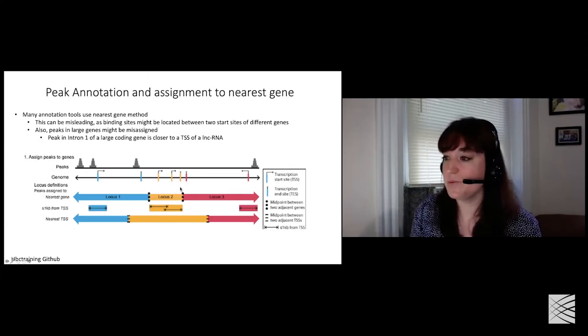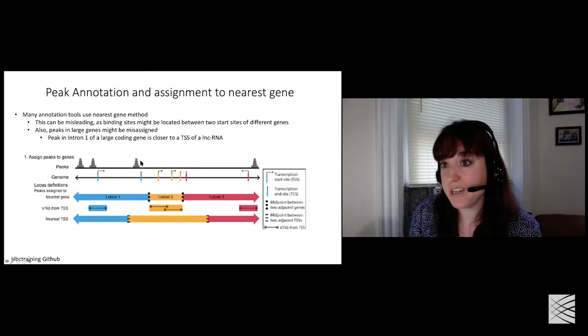And so what this would look like, for example, here's a schematic that I took from the Harvard GitHub. We have our peaks here and we have our genome here. So we've got a blue gene, the promoter, and then the end of the gene. We've got a yellow gene here and a red gene here. And if you assign a peak to the nearest gene, this peak here would be assigned to blue, right? But this could be kind of misleading depending on the distance between this peak and this transcriptional start site.